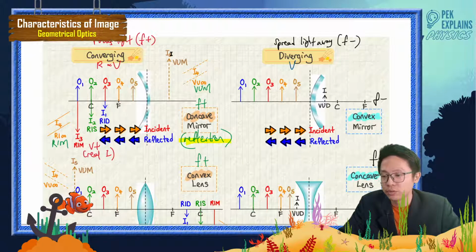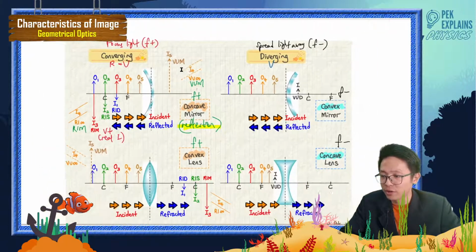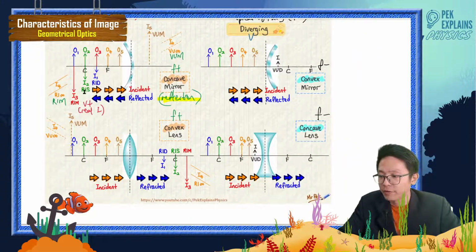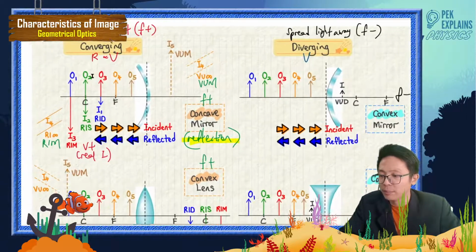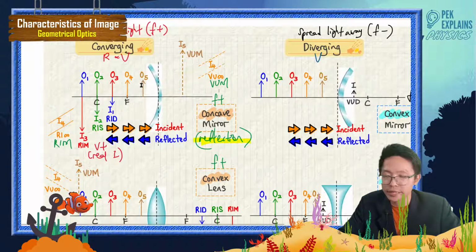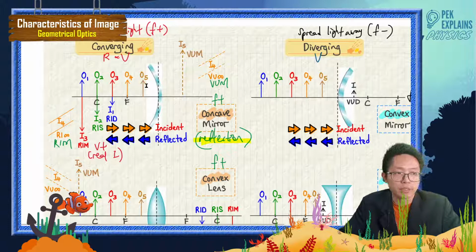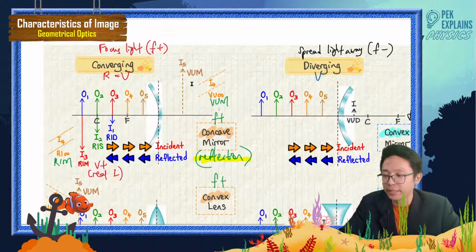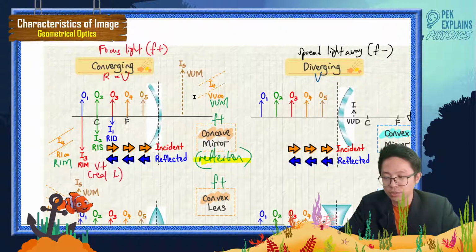So it becomes virtual, upright and magnified. Do you see that? For converging, when the object is moving nearer and nearer, the image goes further and further away and becomes bigger and bigger. In the end it becomes a virtual image.